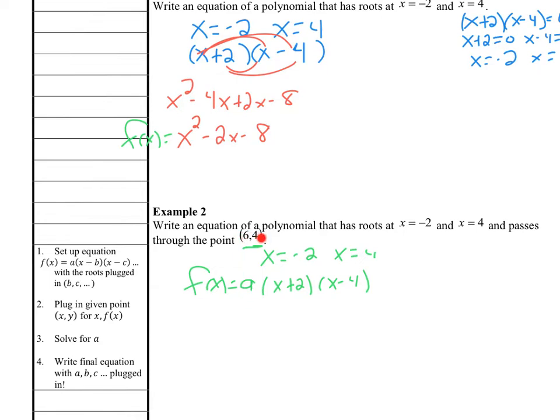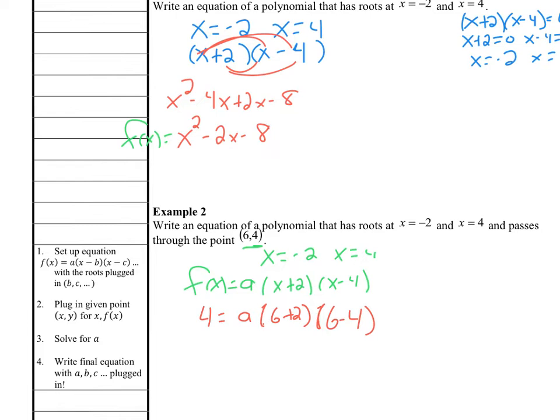They've given us (6, 4). So, we are going to plug in the given point, x comma y, for the x and the f of x, because remember, y and f of x are the same. So, here's my x, here is my y. We're just going to plug in. So we have 4 equals a, and then x we said was 6, so times 6 plus 2, and then times 6 minus 4.